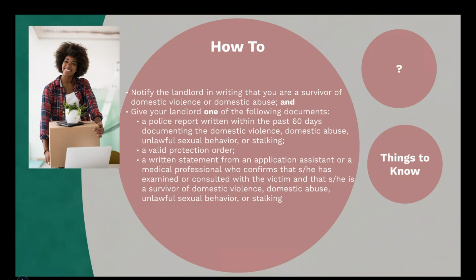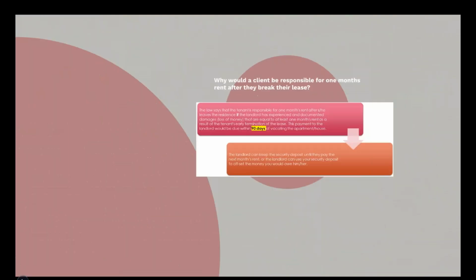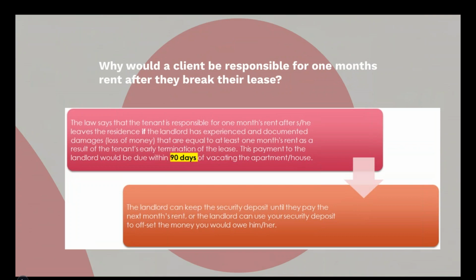And so I guess to backtrack a little bit, we're going to talk more about why a client would be responsible for that following month's rent. And it gets really tricky. So the law states that the tenant is responsible for that month's worth of rent if the landlord has experienced and documented damages. And I think that factor is always different in each situation. There are homeowners that will work with the survivor because they are aware of their situation and their circumstances, and they're willing to work with them because they're aware of the statute. Sometimes they're not aware of the statute.